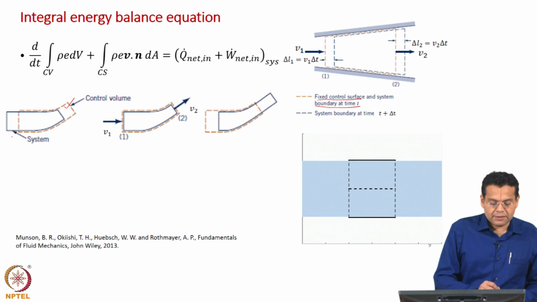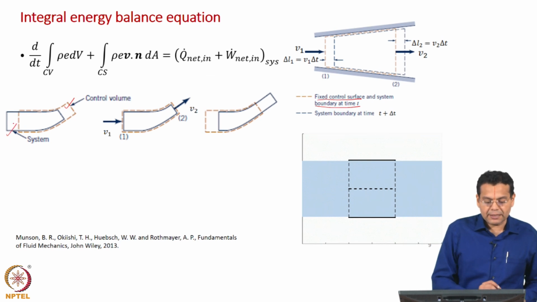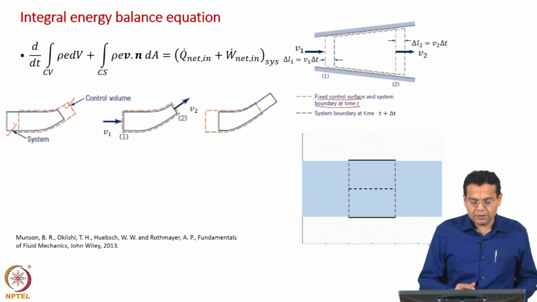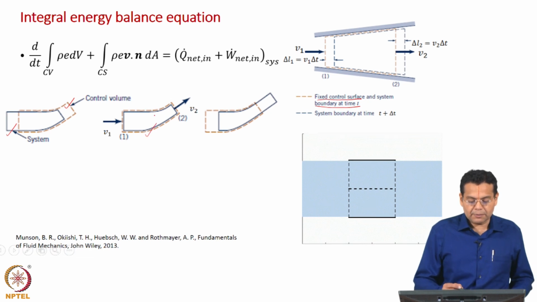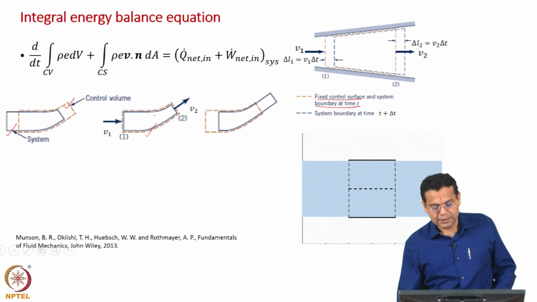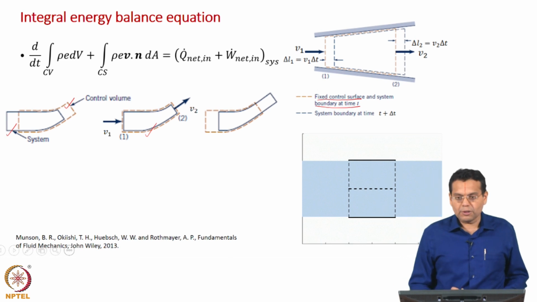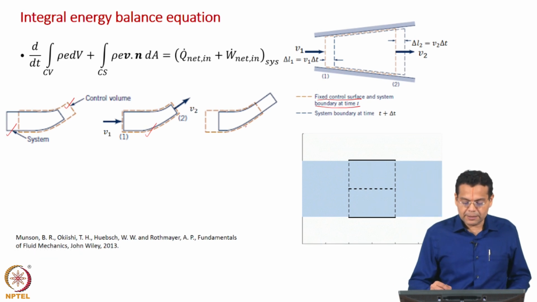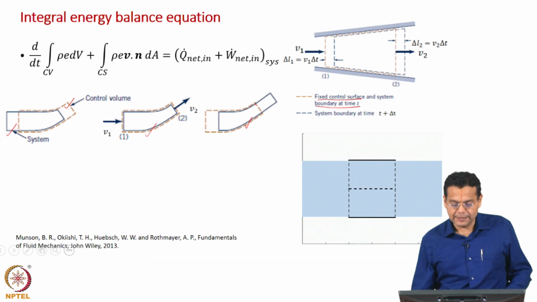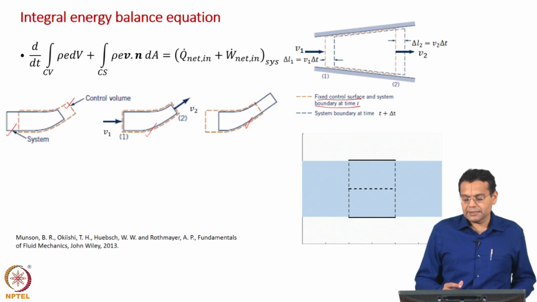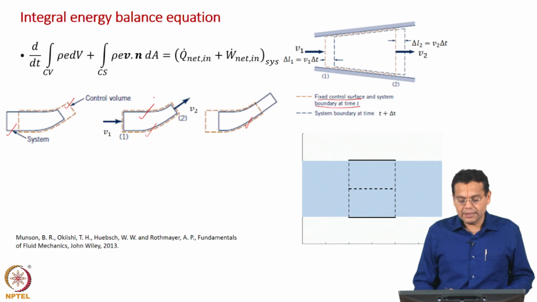We could consider a system which is just entering, which is partly outside, partly inside. We could consider a system whose boundary completely coincides with the control volume, or a system which is partly leaving the control volume, which is partly inside partly outside. What do we choose? We choose a system which is coincident with the control volume, so that its boundaries are well defined, which is same as that of the control volume.